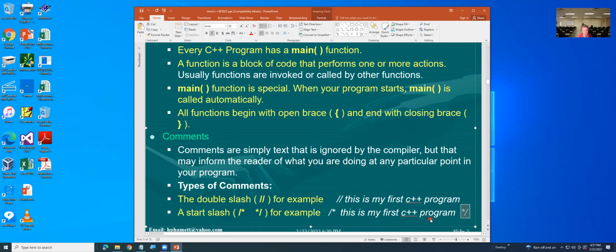Otherwise, they don't know what's going on in the code, okay? So the comment is very, very important. When you see my simple program for a calculation, you can see I put a lot of comments. And when you're reading, you know what I'm doing.